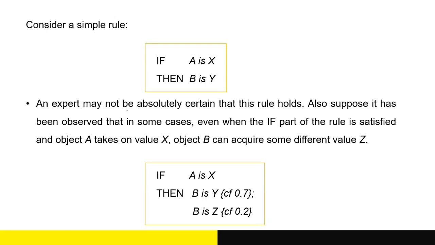The expert can associate a certainty factor with each possible value of B, given that A has value of X. In this case, the certainty factor of B for being Y is 0.7, while B being Z is 0.2. So if we compute 0.7 plus 0.2, it is only 0.9. So, where is the other 10%? The other 10% of the time, it could be anything. In such a way, the expert might reserve a possibility that object B can take not only two known values, Y and Z, but also some other values that have not yet been observed.